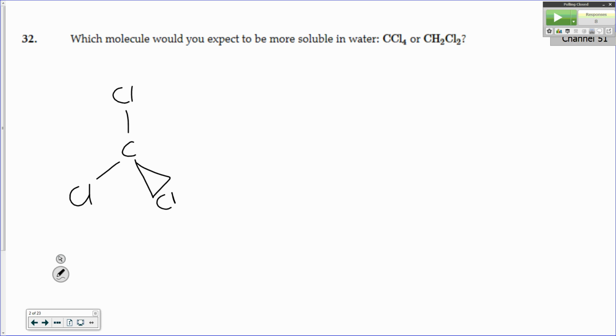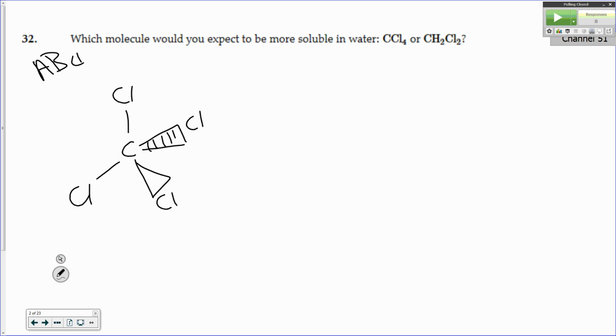The idea that it's AB4, a tetrahedral geometry, means that 3 of these are in one plane, and then one's coming out of the board at us, one's going into the board, going back. That's the open dash versus the dash going the other direction.